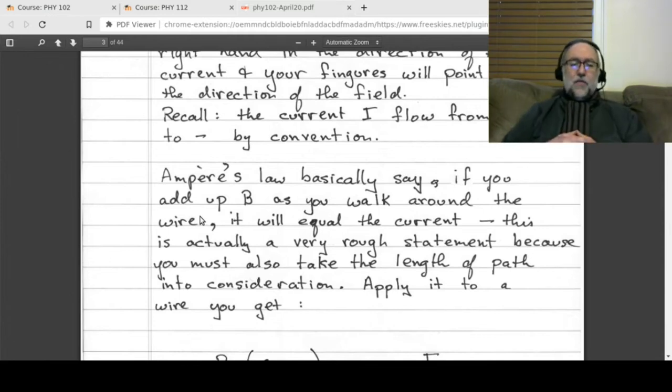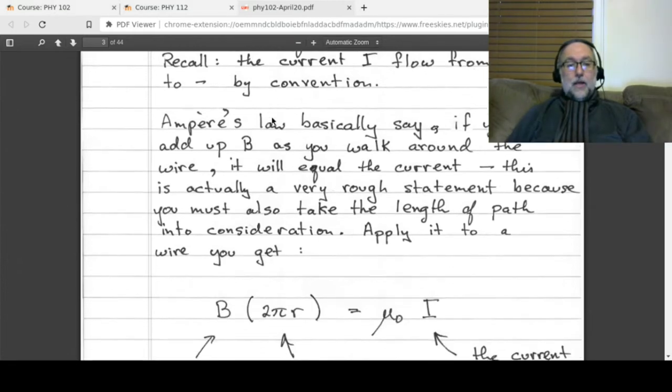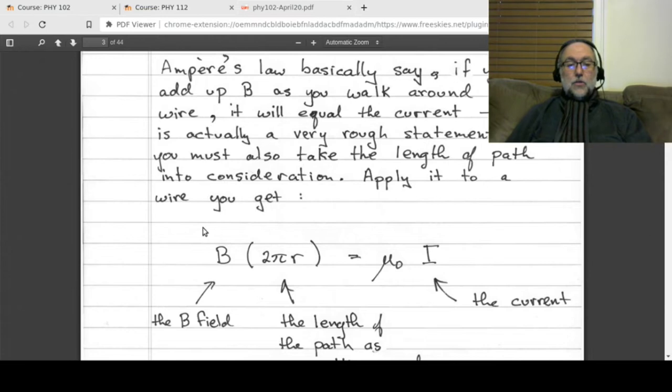It says, if you go around the wire and you add up the B field as you walk around the wire, the sum of that B field multiplied by every little step that you take along the way is equal to the current going through the middle of the wire. So applying Ampere's law to a straight wire, here's the B field, here's the entire path as you walk around the wire, and that's going to equal the current being carried by the wire.